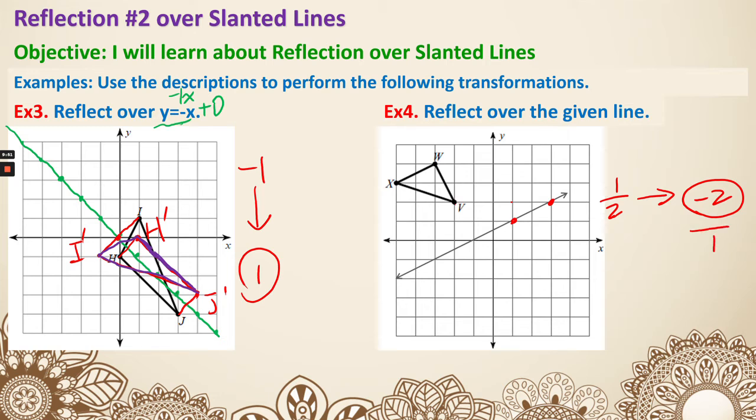So from B down 2 over 1, oh, that's the line of reflection. So if I connect B to the line of reflection, that's basically the full diagonal of a 1 by 2 little rectangle. So I'm going to do the same thing, down 2 over 1, extend, and that is my B prime.